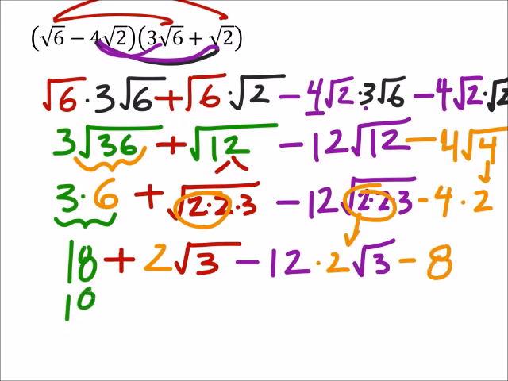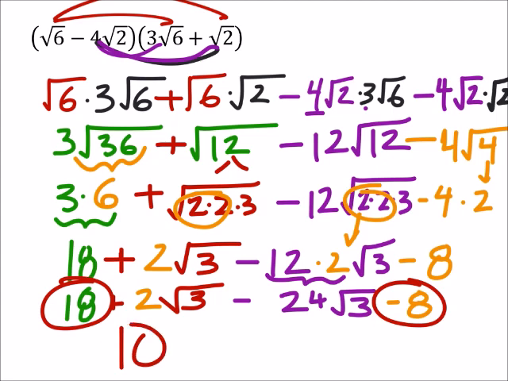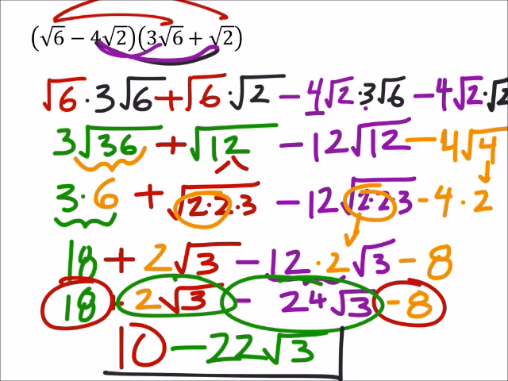So now I've got 18 plus 2 root 3, minus 12 times 2, which is 24, square root of 3, and minus 8. So I can combine these. Here I've got an 18 minus 8, which is 10. And then down here I've got 2 root 3 minus 24 root 3, which would be minus 22 square root of 3. And right there, that's our final answer.